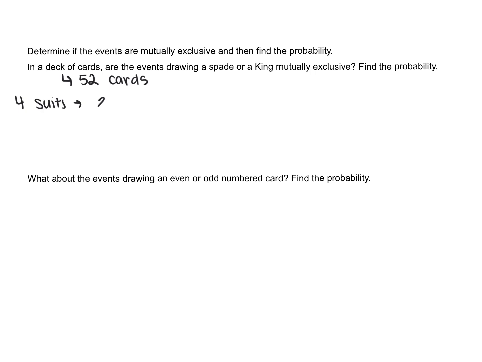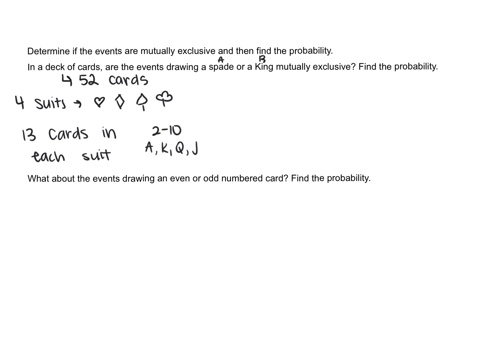There are also 4 suits. So we have hearts, diamonds, spades, which I'm not very good at drawing, and then there is a club. And then there are 13 cards in each suit. You have the numbers 2 through 10, and then you have ace, king, queen, and jack. Okay. So when it comes to our probabilities, we'll let spade be A and king be B. So you're asking yourself, can I draw a king that is a spade? And the answer is yes. So these are not mutually exclusive.